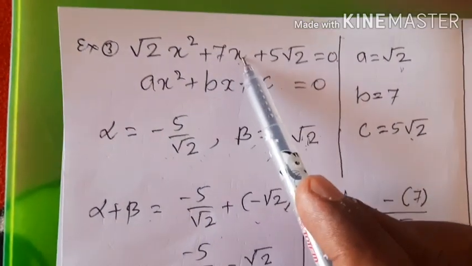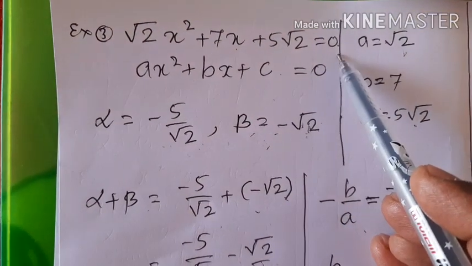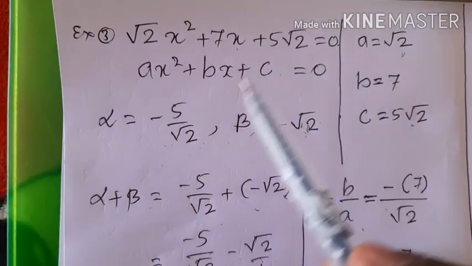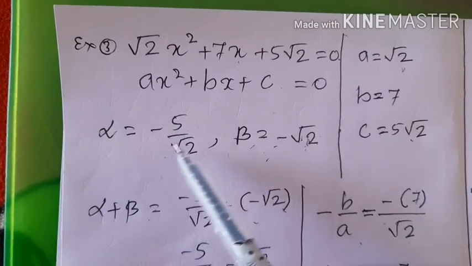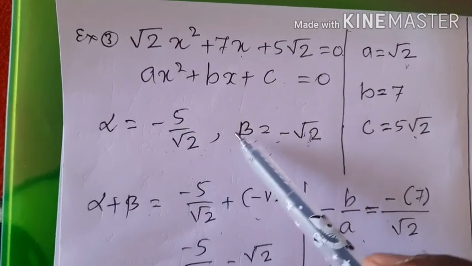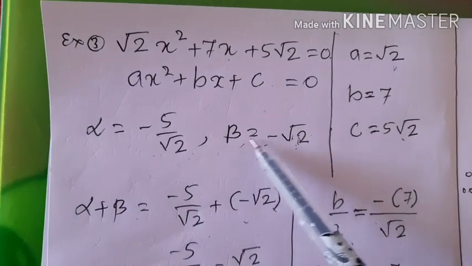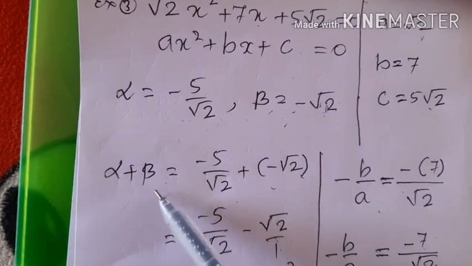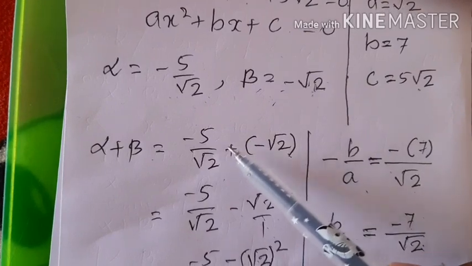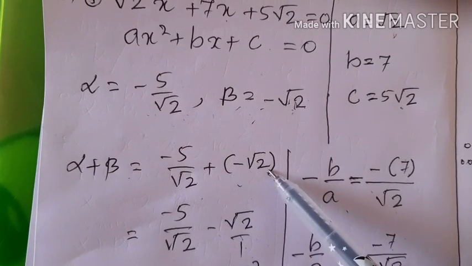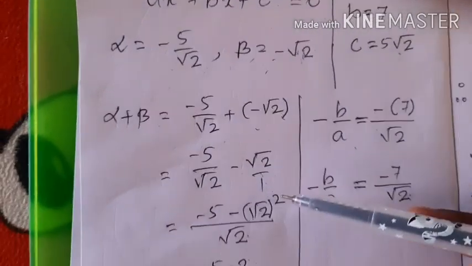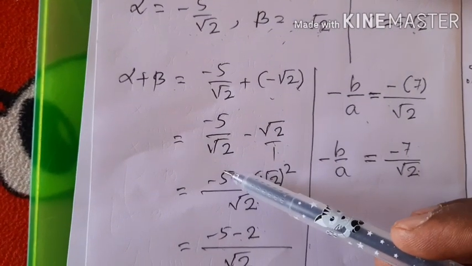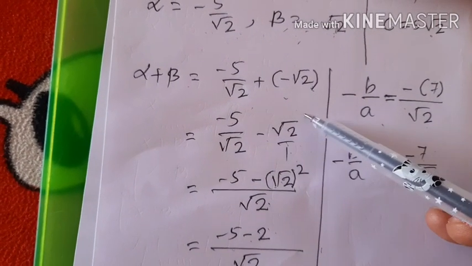Root 2 x square plus 7x plus 5 root 2 is equal to 0. Here, its roots are alpha is equal to minus 5 by root 2, and its one more root beta is equal to minus root 2. Right? Now, let us find alpha plus beta. Alpha plus beta is minus 5 by root 2 plus into bracket minus root 2, which is equal to minus 5 by root 2 minus root 2.